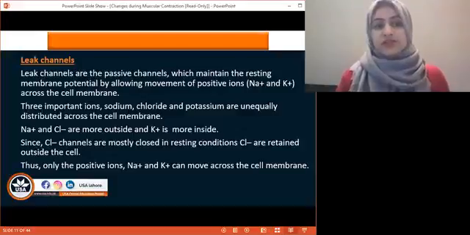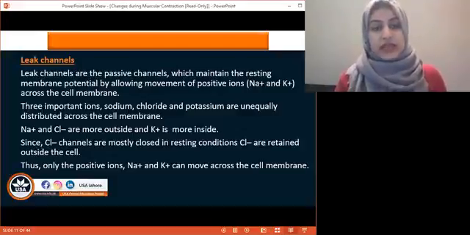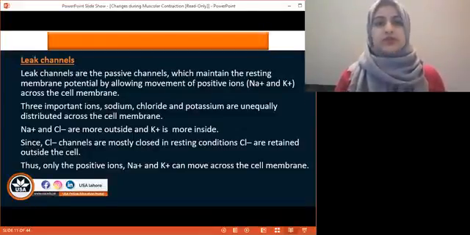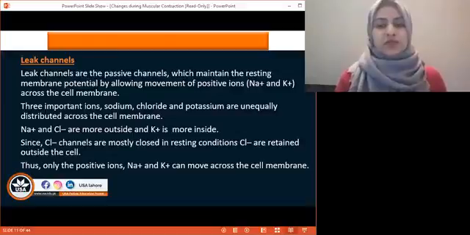Apart from the sodium-potassium pump, we have leak channels. They are different from the sodium-potassium pump, and they are passive channels. They allow the free movement of sodium and potassium ions. Anytime, sodium ions and potassium ions can pass through them, across the cell membrane.